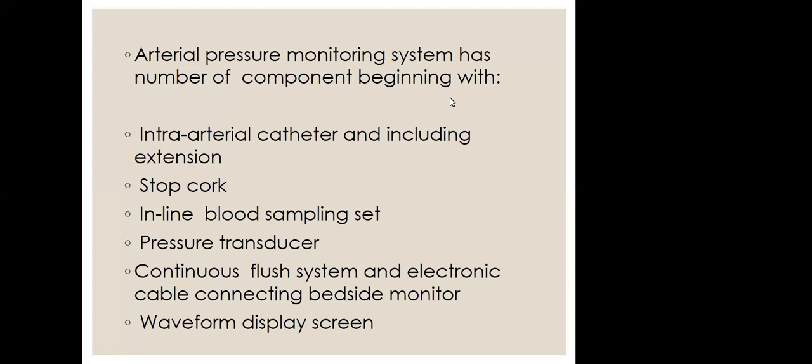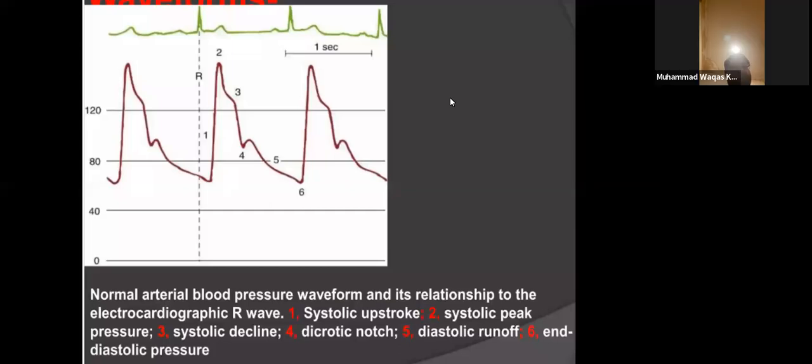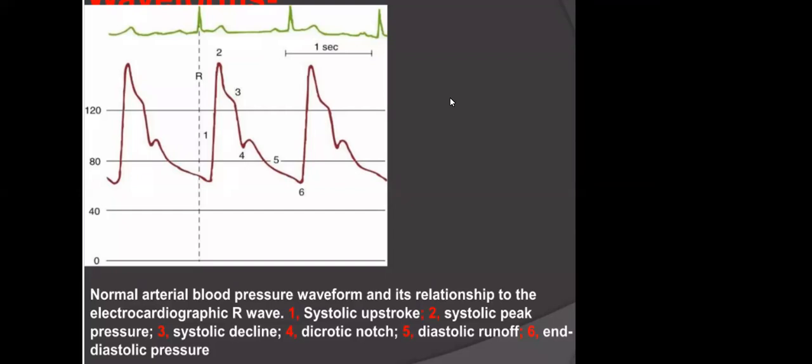This is the waveform that is shown on the monitor. If we attach the invasive blood pressure monitor transducer, it shows us this kind of waveform on the monitor. Point one is the systolic upstroke. Point two is the systolic peak that gives us the information about the systolic pressure. And then there is systolic decline, that is three. And four is the dicrotic notch. And five is diastolic runoff. Point six is the end diastolic pressure that gives us the reading of our coronary blood flow. And the area below this whole waveform tells us the MAP, mean arterial pressure.